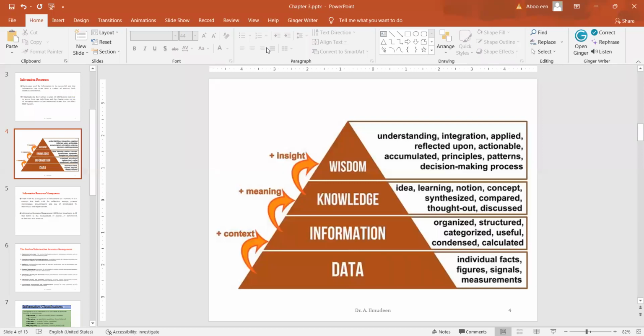The process of managing information resources to accomplish organizations' missions. Okay.